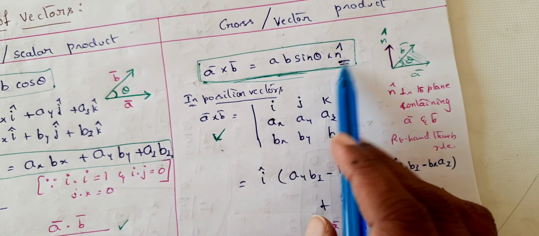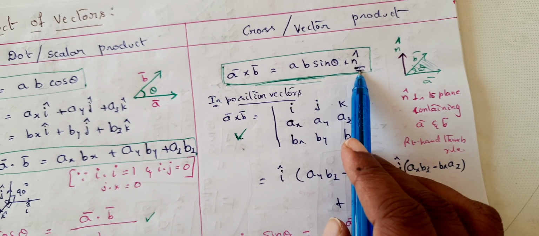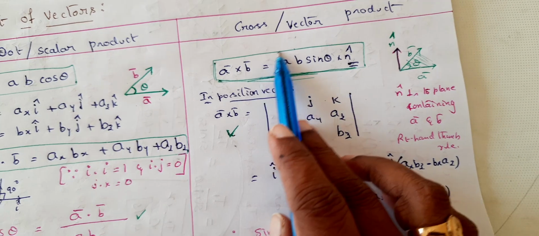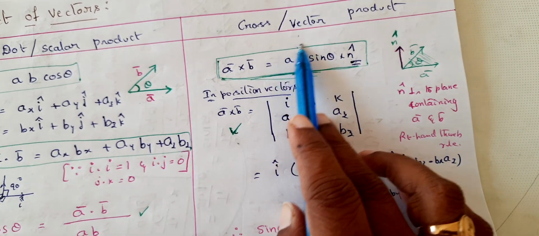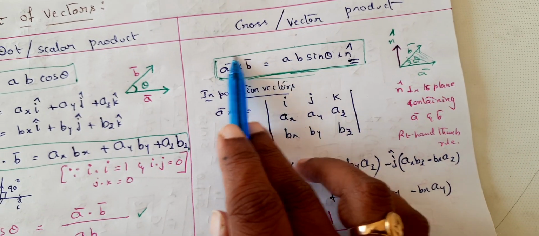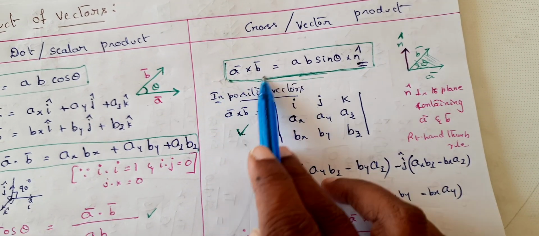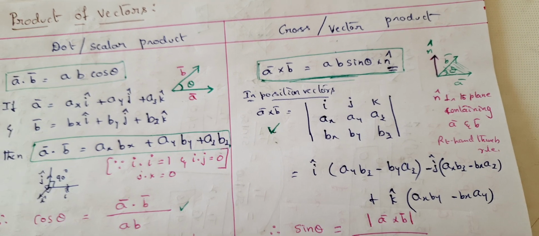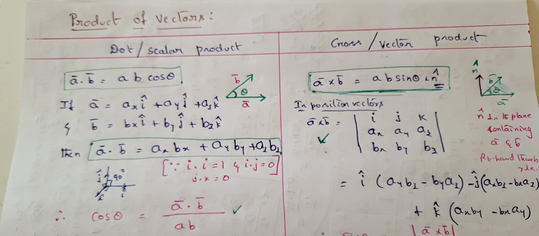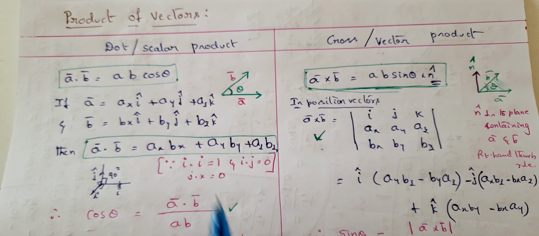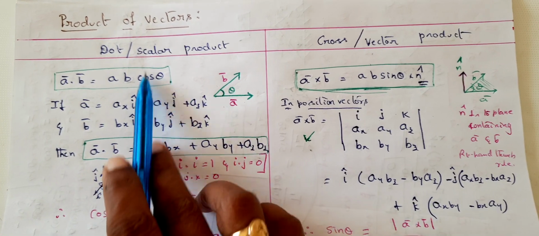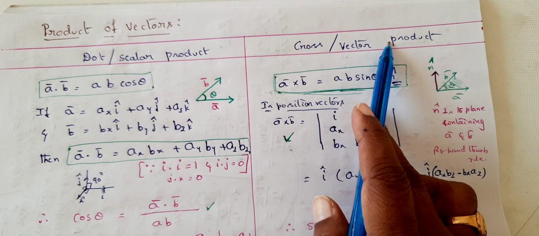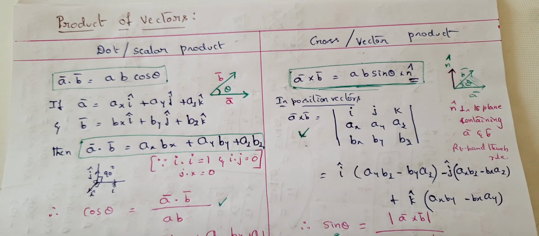Here n cap is the one imparting direction to this vector. Which vector? The vector which is the result of the cross product between A bar and B bar. Right? So this is how dot product and cross product are defined. Dot product always gives a scalar, hence a scalar product. Cross product gives you a vector, therefore it is called the vector product.